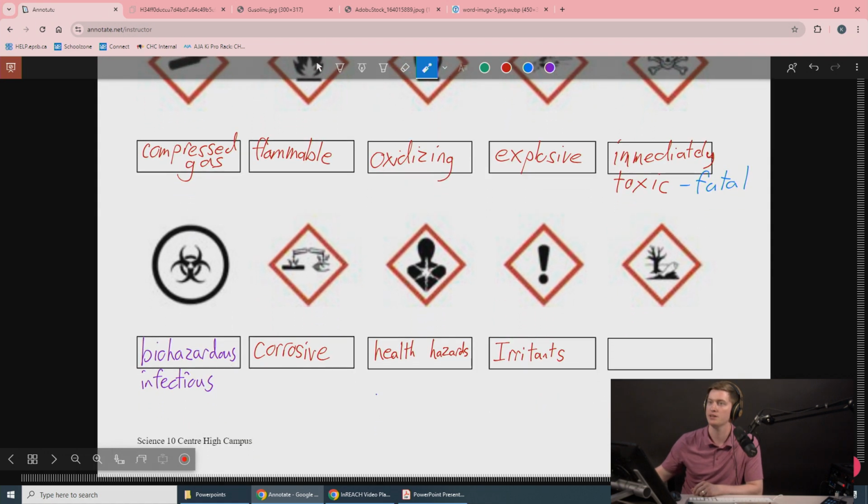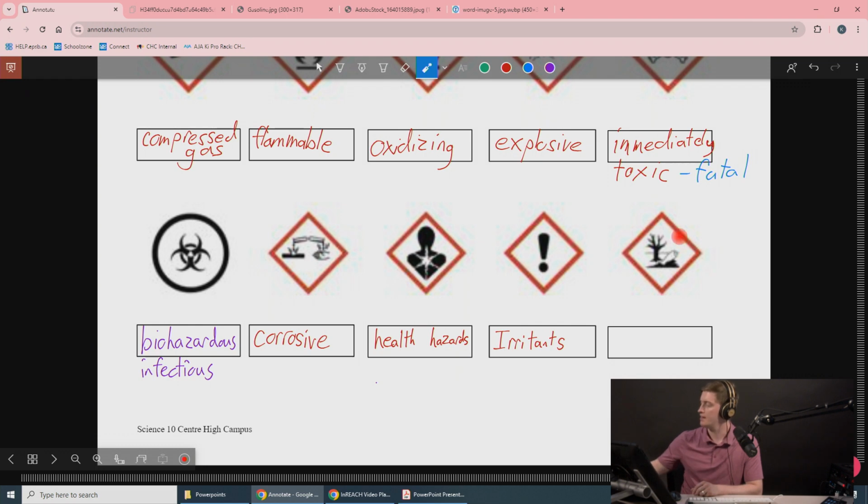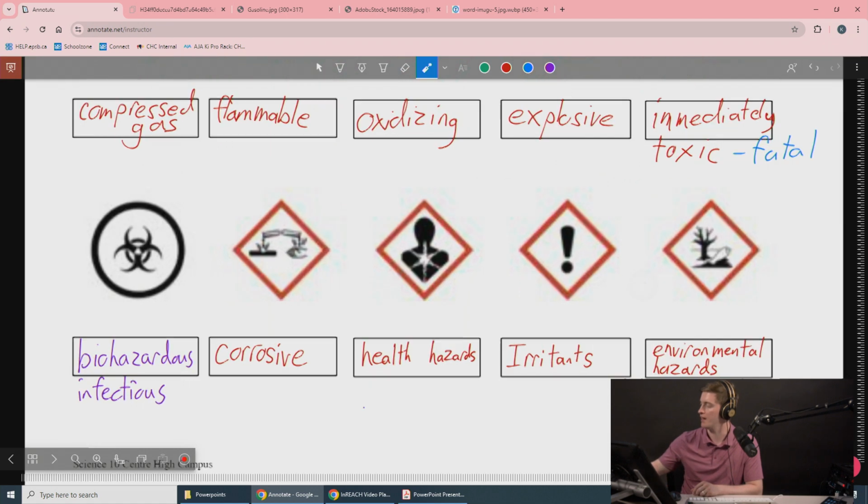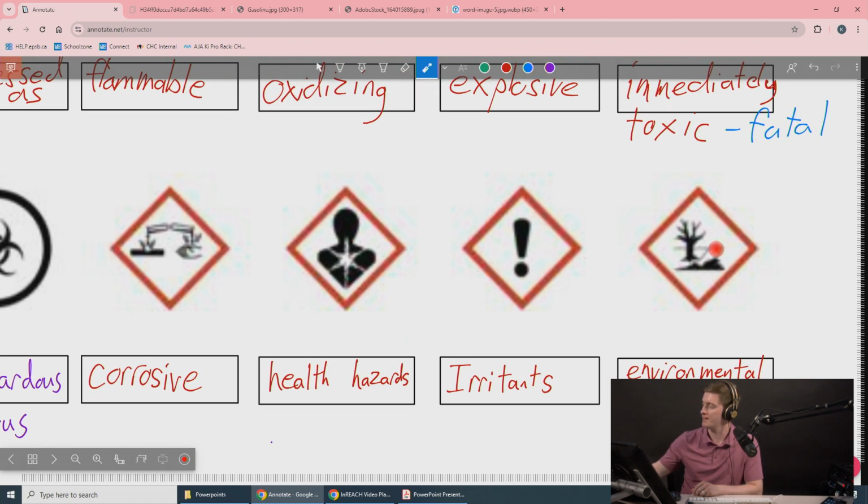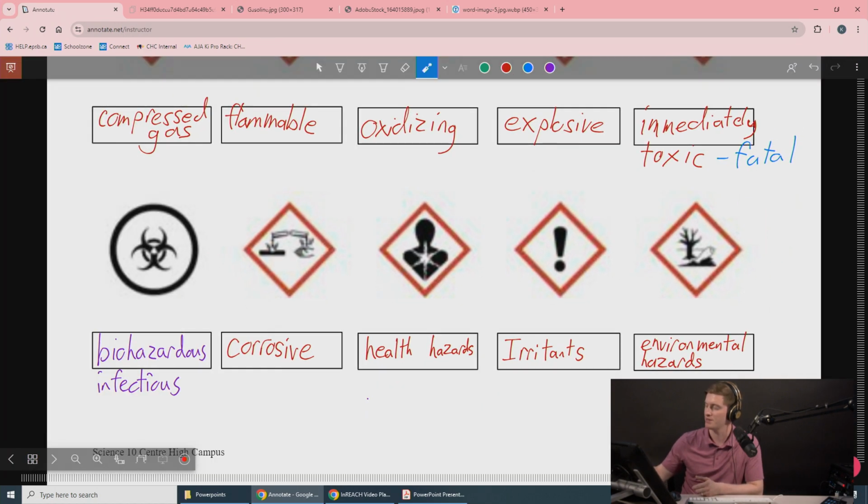Finally, this category here, let me just make sure that you can see it. These are our environmental hazards. Environmental hazards, if they're introduced to the ecosystem, can cause serious harm to a variety of different organisms. So you have a picture here, again, not the best quality, but it's like a fish dying. An example of this would be an oil spill, but lots of things can be environmental hazards.